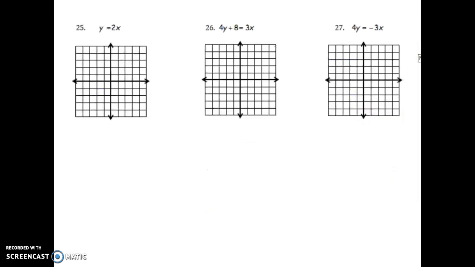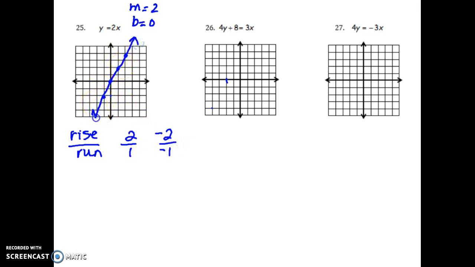So looking at number 25, my slope is 2. My y-intercept is 0. So 0. And then I'm going to rise 2 and over 1, because my rise over my run is 2 over 1. Rise 2 over 1, or go down 2 and to the left 1, because remember, you could do a negative 2 over negative 1. It's going to give you the same equation of line.